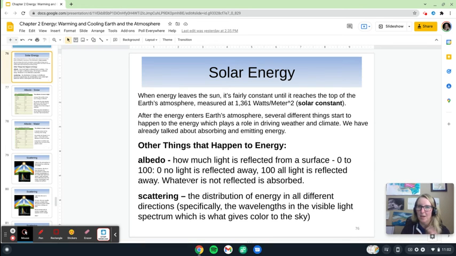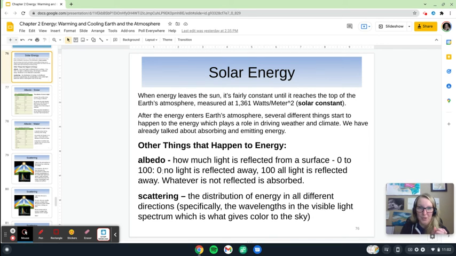We have to talk about something called albedo, and we have to talk about scattering. So albedo is basically that radiant energy being reflected away from a surface. How much light is reflected away from a surface? It's really how much energy, but we think about it as the visible spectrum because that is light as we know it, because that's mostly what the sun emits.